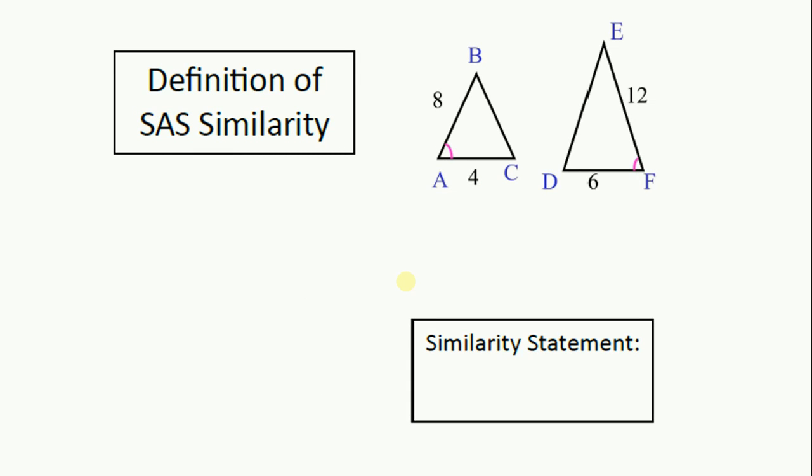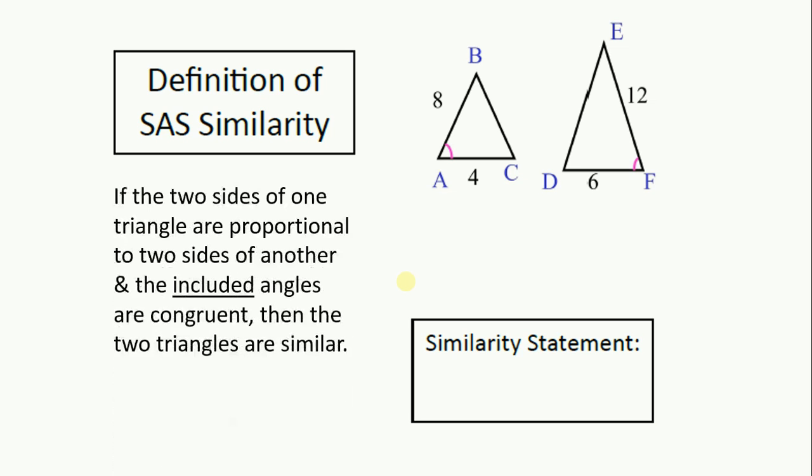First of all, we need to talk about the definition of SAS similarity. What does it mean to have that, or when can you call SAS similarity? Well, you can use this if two sides of one triangle are proportional to two sides of the other one, and the angle in the middle, the included angle, is congruent to the other one. Then you have two triangles that are similar. You're going to want to write down the examples today as well.